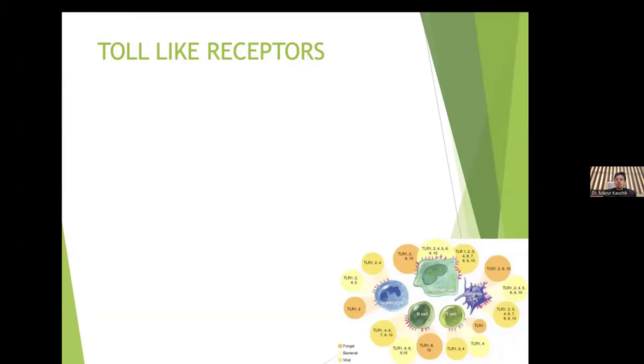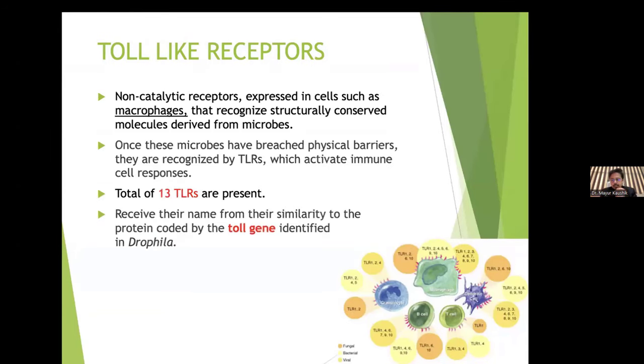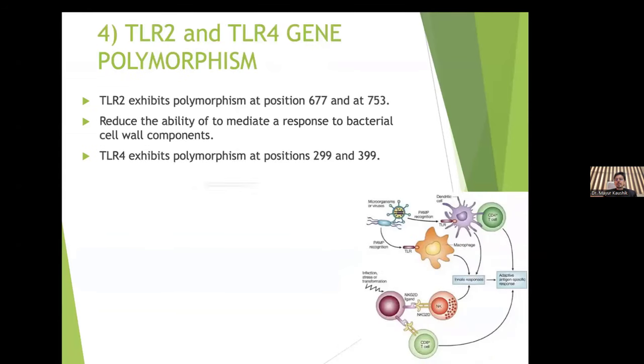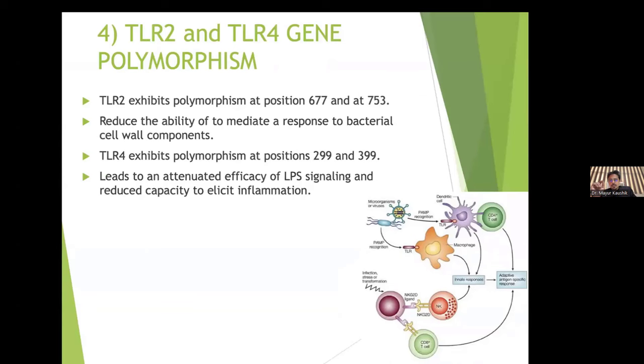The next defects are in toll-like receptors. Toll-like receptors are receptors which get activated only when a breach of continuity of skin or mucosa is there. They are the ones which activate the immune response once entry of microorganisms occurs. 13 toll-like receptors are there, out of which gene defects with regard to toll-like receptor 2 and 4 have been found to be associated with attenuated efficacy, meaning the immunity has come down. We are not able to kill the microorganisms, and that leads to exaggerated bone loss.